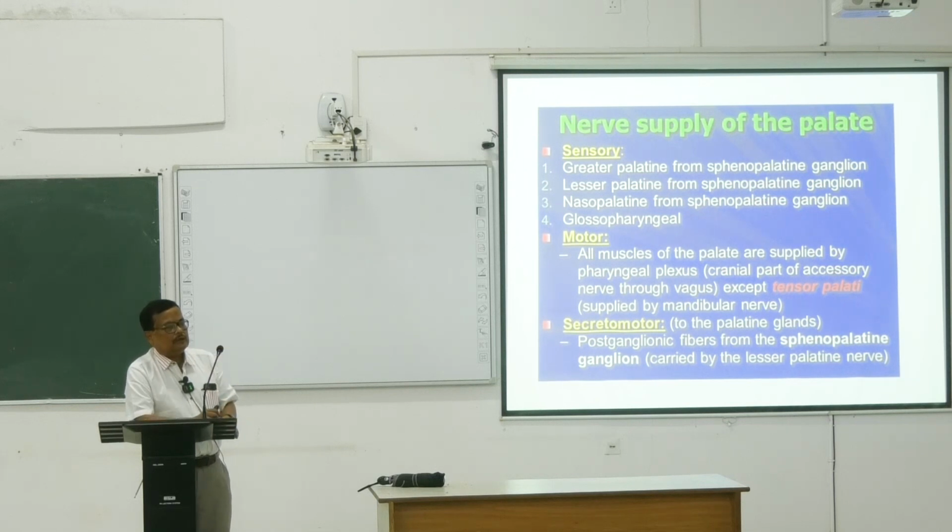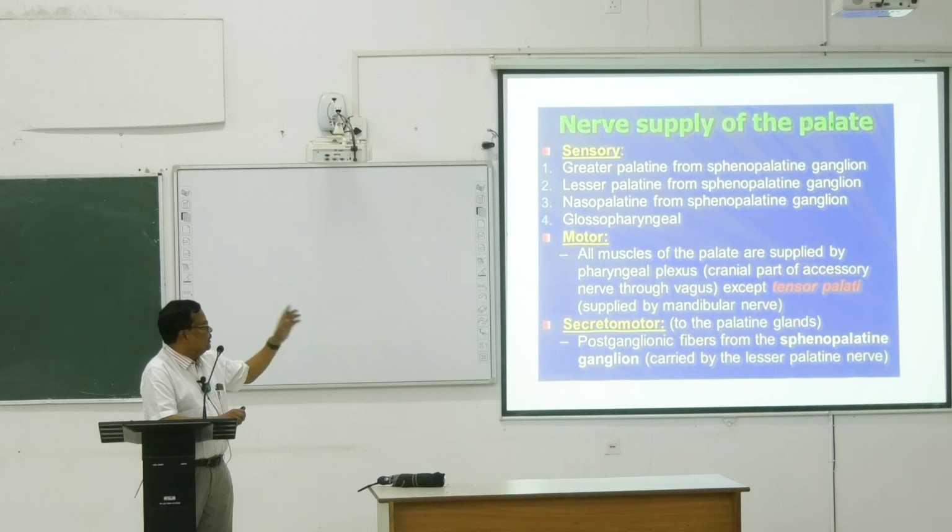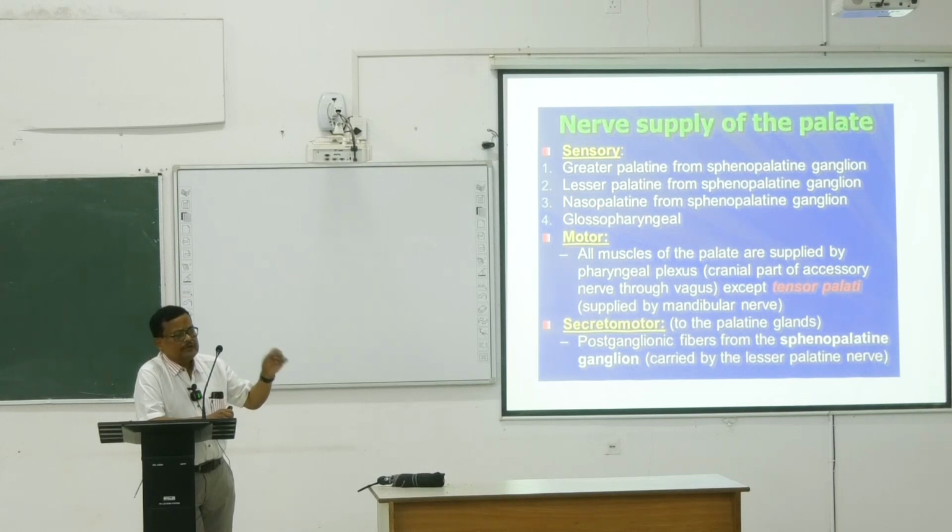This lesser palatine is coming from the superior salivatory nucleus, then to the facial nerve, then to the geniculate ganglion, then to the greater petrosal nerve, then to the nerve of the pterygoid canal, then it relays in the sphenopalatine or pterygopalatine ganglion. From there, the lesser palatine nerve arises, which supplies the palatine gland.